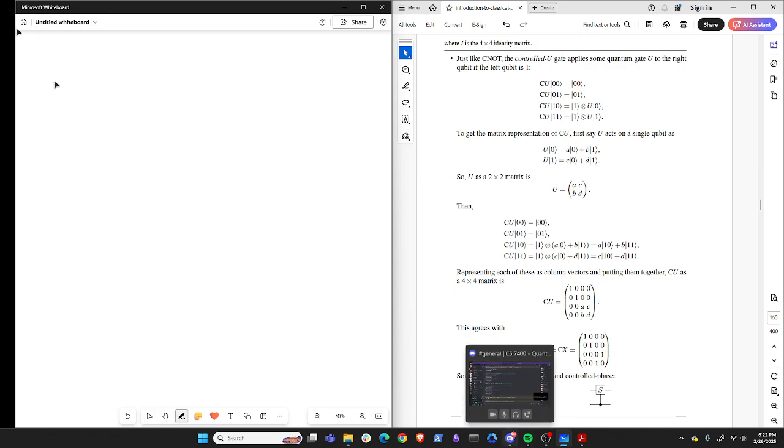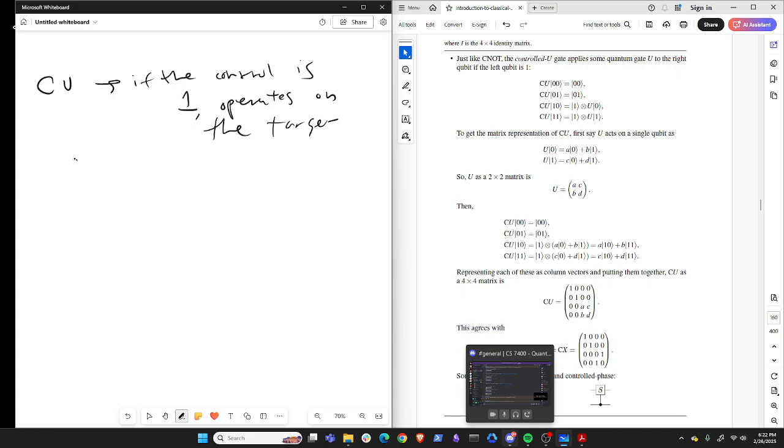So controlled U, the CU gate, exact same thing. If the control is 1, it operates on the target. So on 1, 0, this is equivalent to state 1, CU of 0. This is 1. The CU is now going to come in and operate on that second qubit.